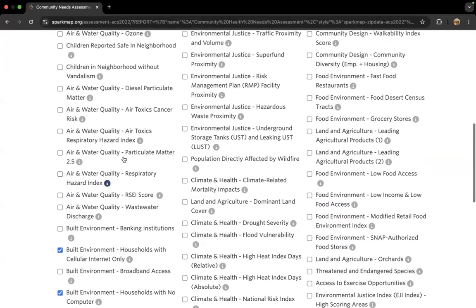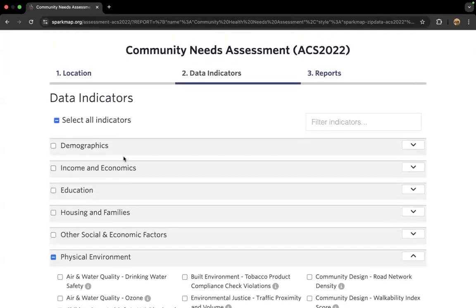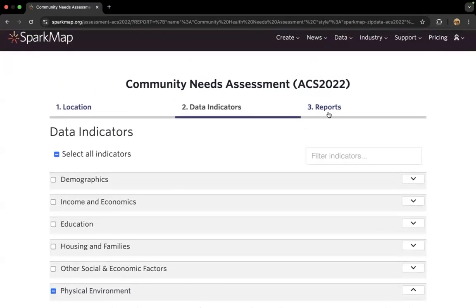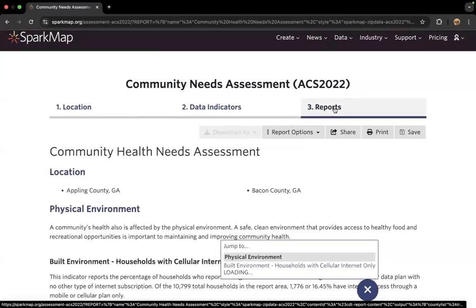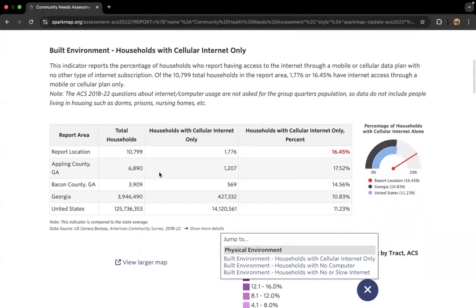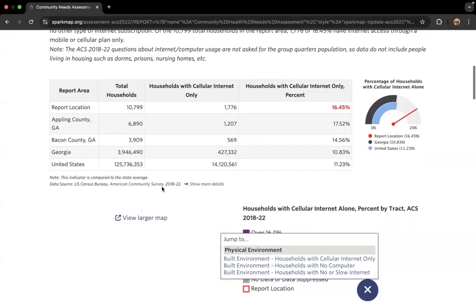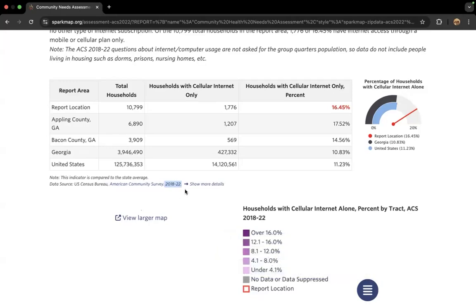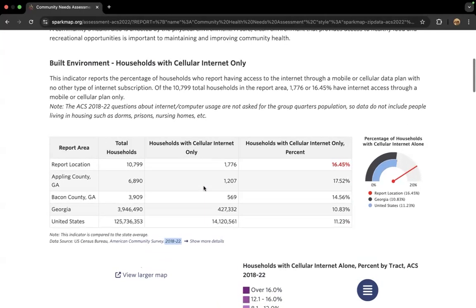Now note that this report contains all of our indicators. And so it is not a report of just ACS indicators. You can still create reports with all of the other SparkMap data that you need. And so now I'm going to move to my final report. And as you can see, we've got our data for our 2 selected counties, our aggregate report location, and our link back to the original source, and our note letting us know that we are looking at 2018 to 2022 data.